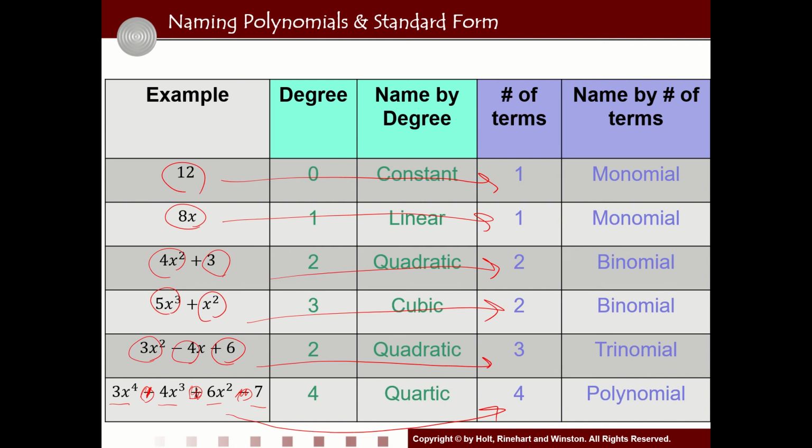Okay, so again, prefixes help here. And 4 or more don't have specific names. They are all just going to be called polynomials. And technically, all of these are also polynomials. Just 1, 2, and 3 terms have more specialized names than polynomials that we use. 4 or more we just call a polynomial.